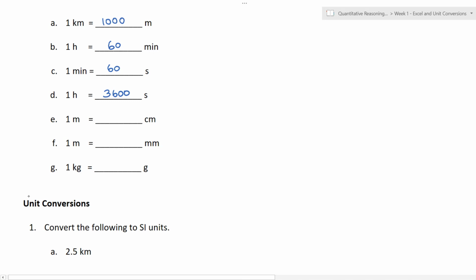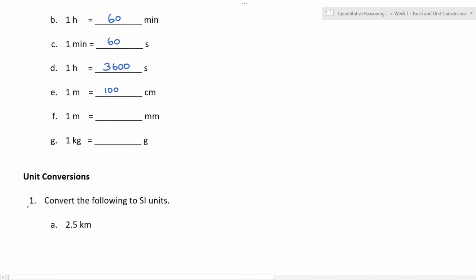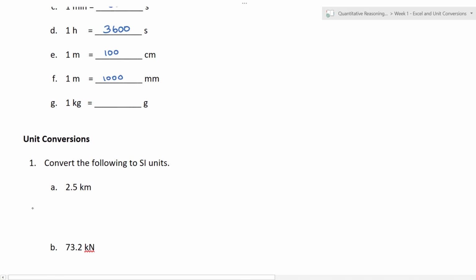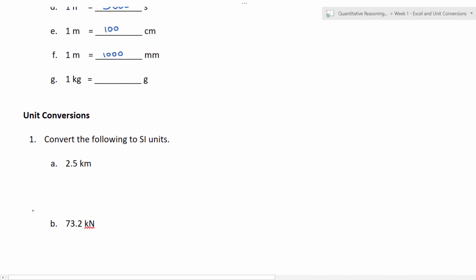1 meter is how many centimeters? Centi means 100th of. So 100 centimeters are in 1 meter. Millimeter, milli means 1,000th. So 1,000 millimeters are in 1 meter. And now we have 1 kilogram is how many grams? Kilo means 1,000. So 1,000 grams is the same as 1 kilogram.